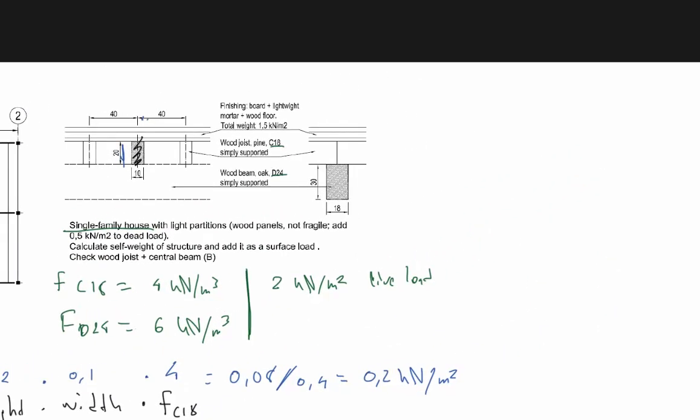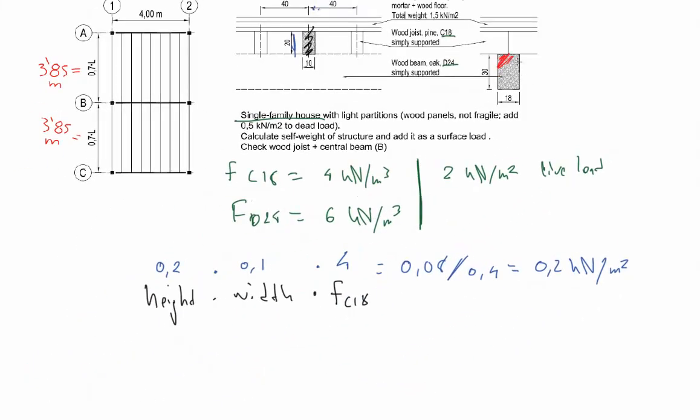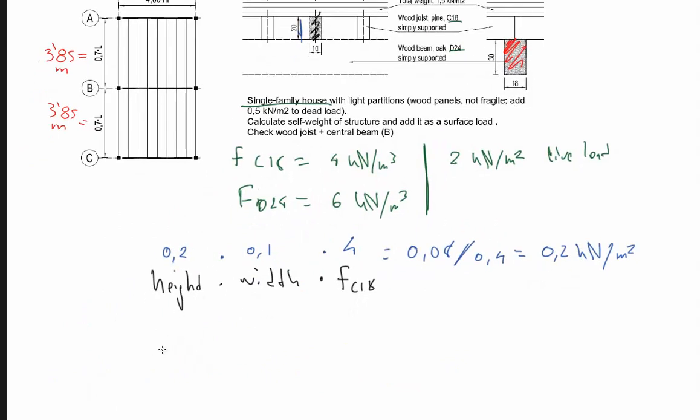So now we have that one. Now we take the other one, this one. We do exactly the same calculation: 0.3 times 0.18, but this is a different kind of wood, D24, which I said before is 6. That gives 0.3 times 0.18 times 6, which is 0.324.